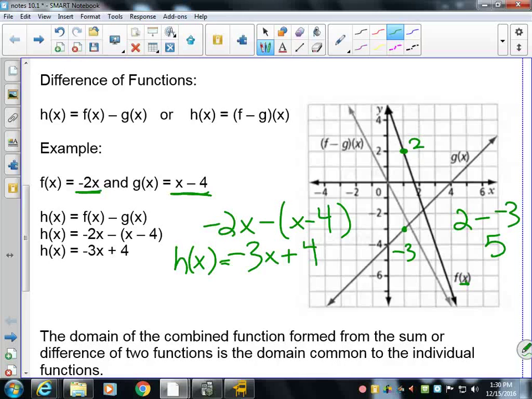If we check it here, our x value was 1, right? Negative 3 times 1 is negative 3, plus 4 is at negative 1. Positive 1? Yeah. And isn't that what we said we were supposed to be at? No.